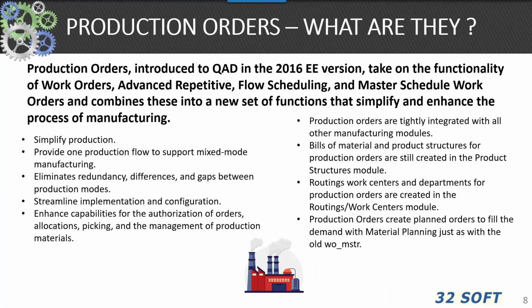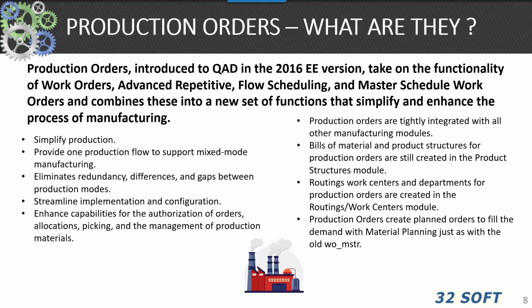So let's talk a little bit about this latest manifestation of manufacturing in QAD, the production order. As mentioned, production orders were introduced in QAD 2016 EE, and it basically was to support mixed mode manufacturing, remove the redundancy and gaps in the production modes, simplify the setup and settings, and improve capabilities for order authorization, allocation, picking, production management, etc.